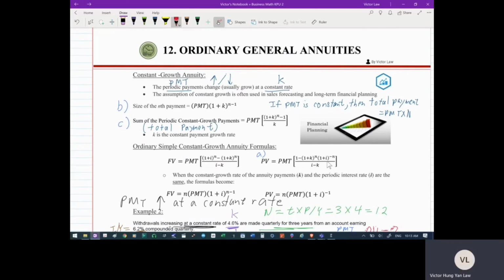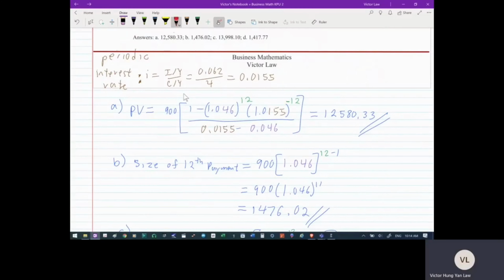So I is not your nominal interest rate. I is your periodic interest rate. That's what you need to understand. In order to solve for part A, we need to first find out the periodic interest rate.